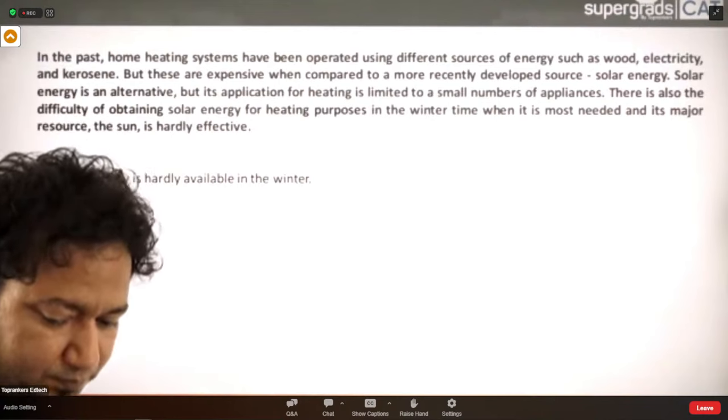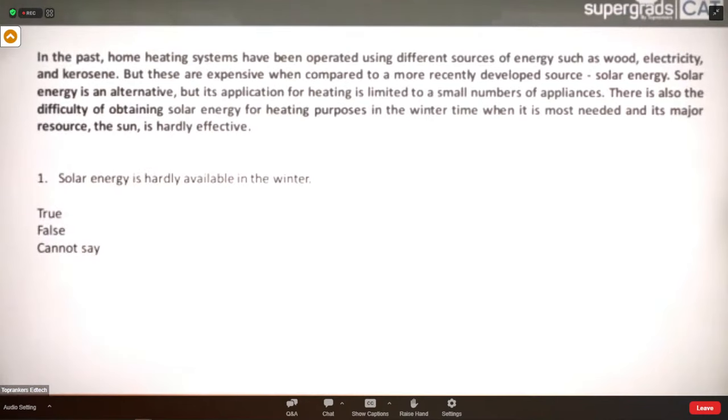Next one. A small passage followed by questions. In the past, home heating systems have been operated using different sources of energy, such as wood, electricity, and kerosene. But these are expensive when compared to a more recently developed source, solar energy. Solar energy is an alternative, but its application for heating is limited to a small number of appliances. There is also the difficulty of obtaining solar energy for heating purposes in the winter time when it is most needed and its major resource, the sun, is hardly effective. So the question is, solar energy is hardly available in the winter. True, false, or can't say.